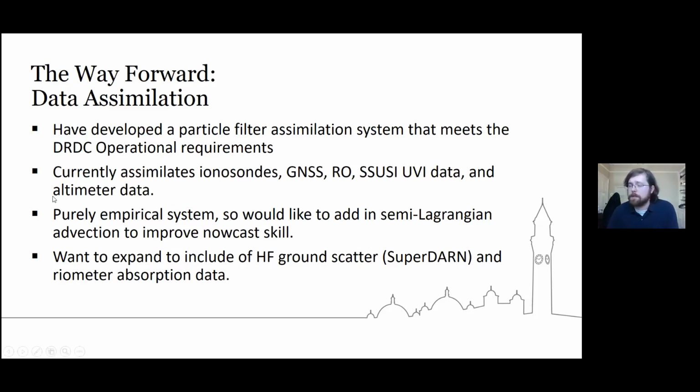The problem with this, of course, is that this is a simulation system built on an empirical model, E-CHAIM, and because of that, it has a limited forecast capacity. Effectively, you're operating at persistence and forecast. So we'd like to ultimately add in a bit of physics, or specific components of physics, to try and improve our forecast skills, specifically including semi-Lagrangian advection into the assimilation system, and then expanding our data set to include ground scatter from SuperDARN and variometer absorption data.